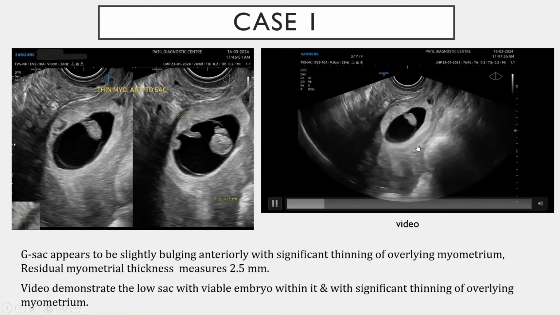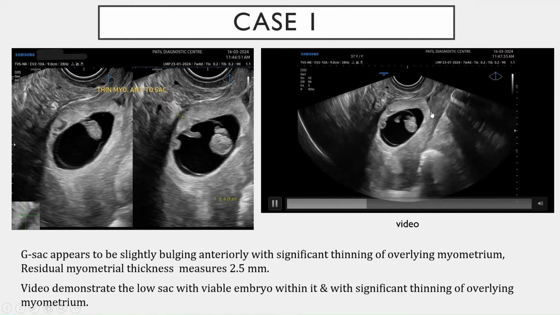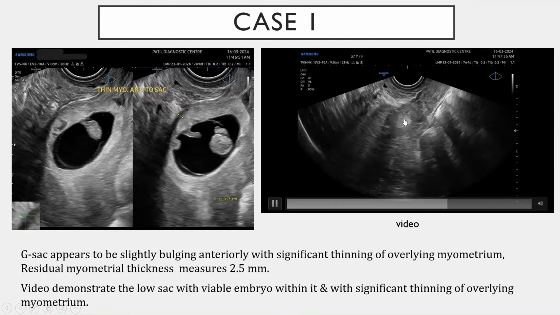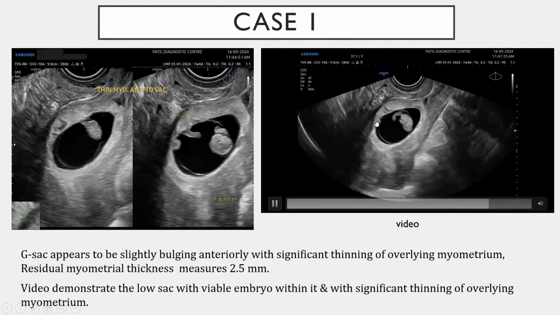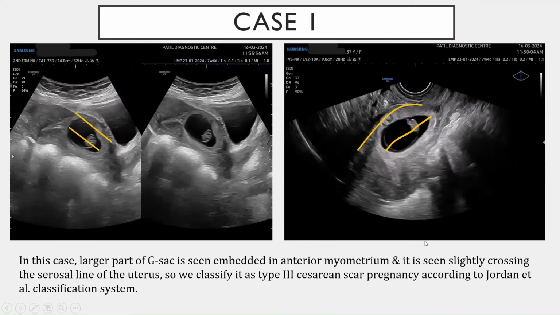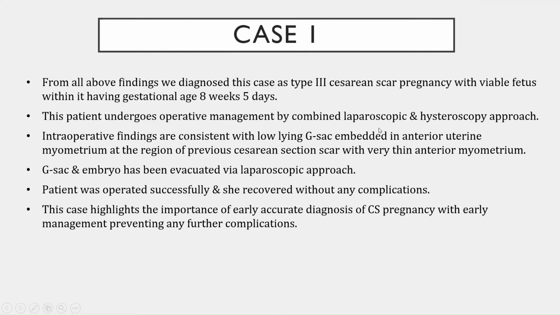GSAC appears to be slightly bulging anteriorly with significant thinning of overlying myometrium, and residual myometrium thickness, that is RMT, measures 2.5 millimeter at present. This TVS video demonstrates the low position of GSAC, which is situated just superior to internal os. Then there is empty upper endometrium and very thin anterior myometrium. So for classification purpose, we draw these lines, and we can see that GSAC is seen slightly crossing the serosal line of uterus. There also we can see the GSAC is crossing the serosal line of uterus. So we diagnosed it as a type 3 cesarean scar pregnancy.